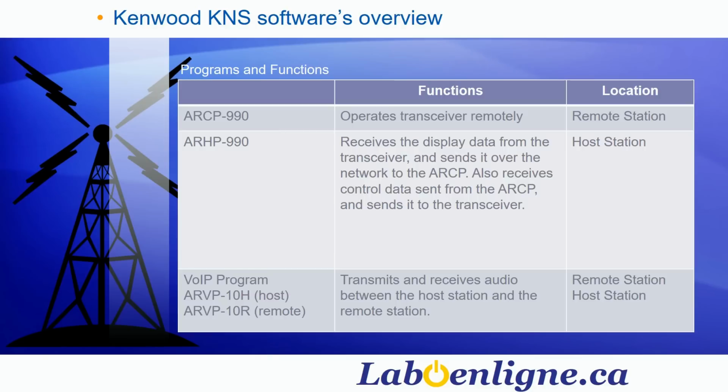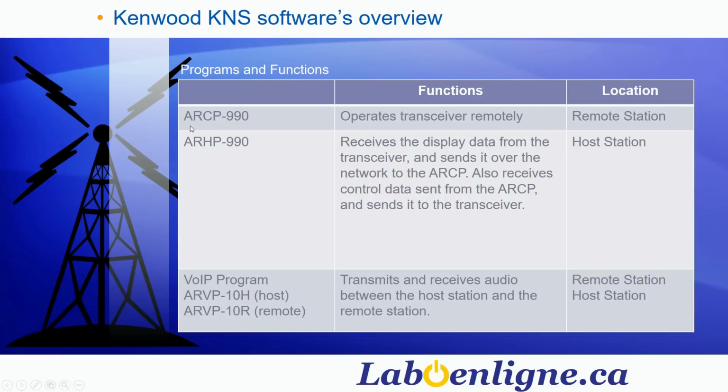That's actually what you see when you operate the radio. The ARHP-990 is the host program that you install on the host PC. And the VoIP program is actually the ARVP-10, which has 2 programs inside of it: the H for the host and the R for the remote. The ARCP-990 is able to connect directly to the radio's IP, but you won't get any VoIP.